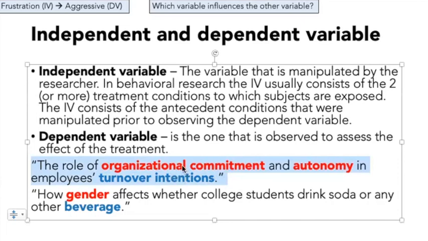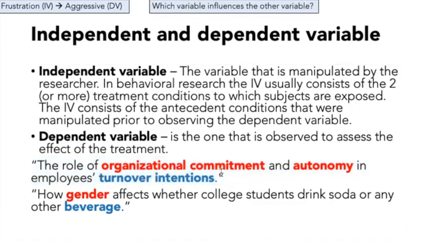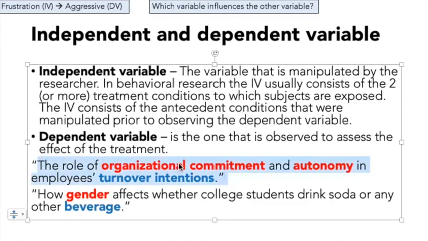Now here you have three variables. Organizational commitment is one variable. Autonomy is one variable. Turnover intentions is one variable. Now ask the question, which variable influences the other variable? Now here, if you go through this title, organizational commitment and autonomy are the two variables that influence someone's turnover intentions. This is why I have colored organizational commitment and autonomy in red and turnover intentions in blue.